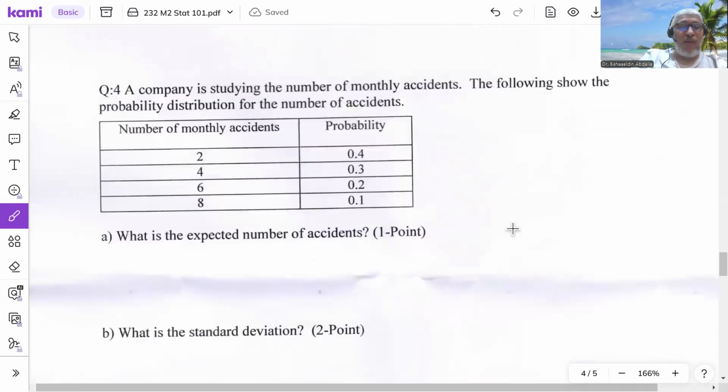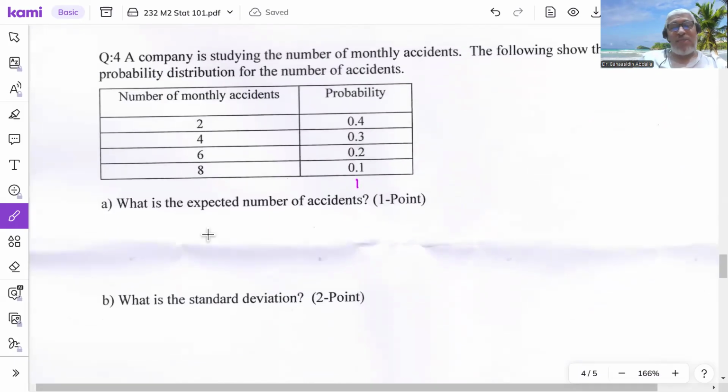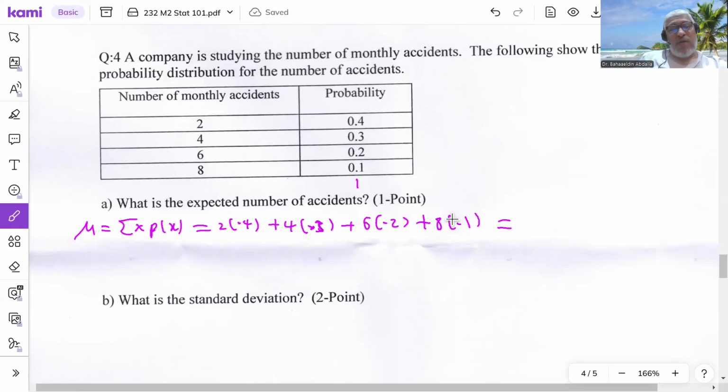A company is studying the number of monthly accidents. Okay, so this is the number of monthly accidents. This is the probability of each one of them. The total probability, if you add all of them, you should get 1. What is the expected number? The expected number is mu, and it is the summation of x times p(x). So we multiply 2 times 0.4 plus 4 times 0.3 plus 6 times 0.2 plus 8 times 0.1. And we add all of them, and the answer is 4.